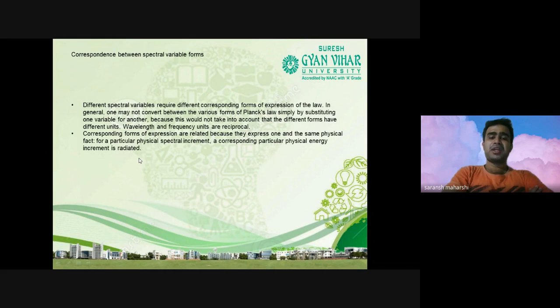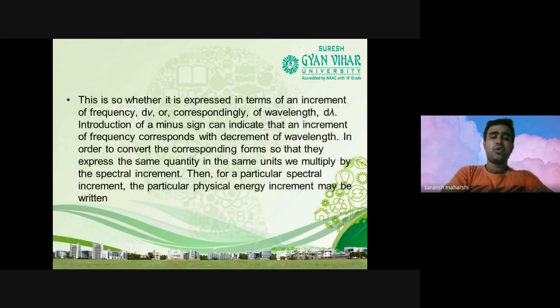For a particular physical spectral increment, a corresponding particular physical energy increment is radiated. This is so whether it is expressed in terms of an increment of frequency dν or correspondingly of wavelength dλ. Introduction of a minus sign can indicate that an increment of frequency corresponds with a decrement of wavelength. In order to convert the corresponding forms so that they express the same quantity in the same unit, we multiply by the spectral increment. Then, for a particular spectral increment, the particular physical energy increment may be written.